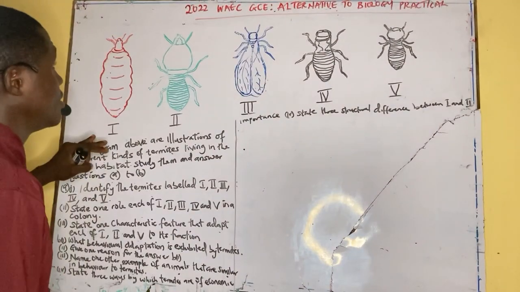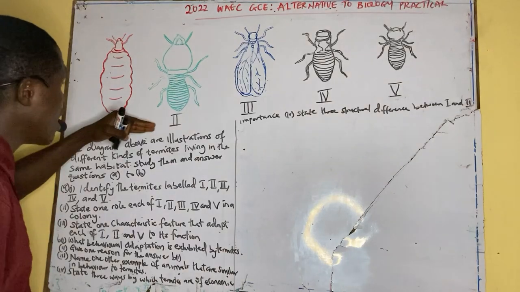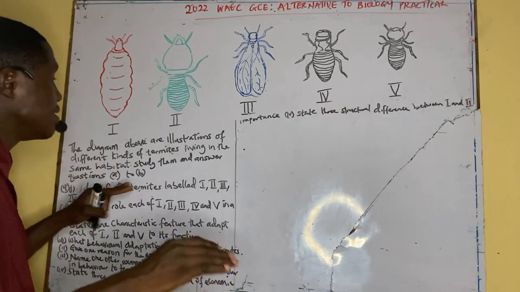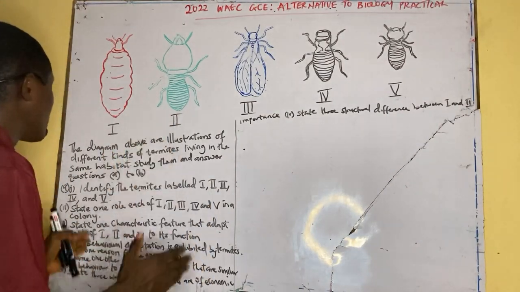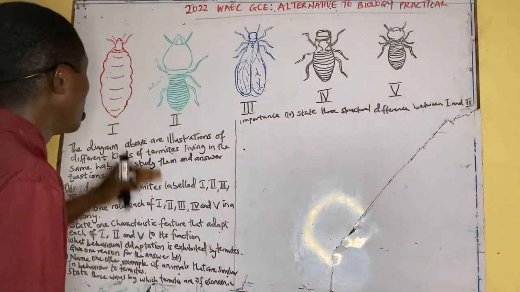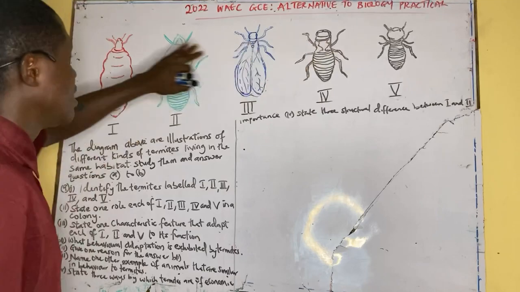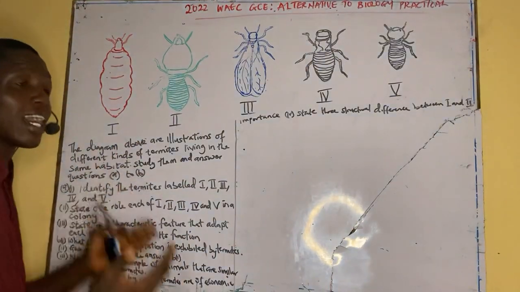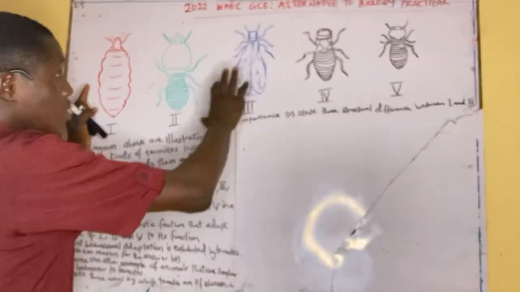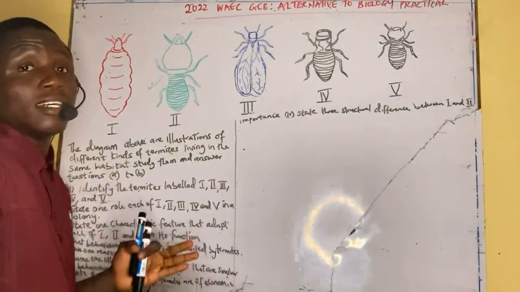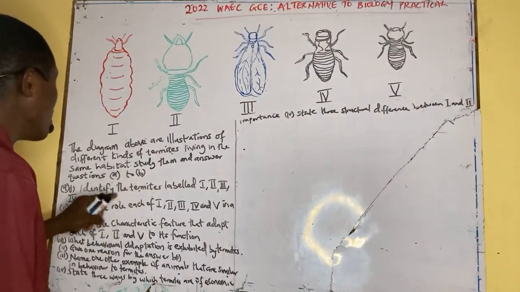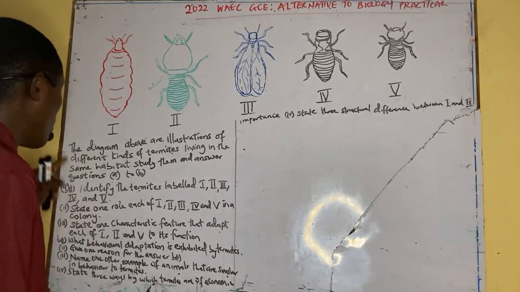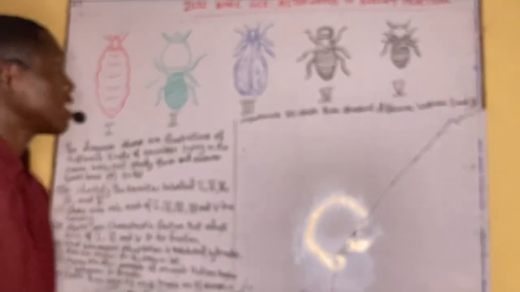Now here is a specimen, and we are told that the diagrams above are illustrations of different kinds of termites living in the same habitat. Study them and answer questions A to B. We are told to identify the termites labeled 1, 2, 3, 4, and 5. So we have to label all these different kinds of termites that we have here.